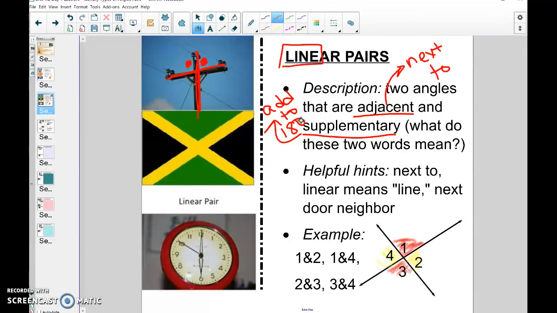I forgot to say it in the last slide, but some helpful hints I put for you guys are these key words here. You do not have to write down every single helpful hint. Okay, pick one or two that make most sense for you. So if next to makes sense in describing these angles that I'm talking about, like this guy and this guy, those are linear angles again. Or if the phrase linear means line makes sense for you, I kind of think about it like your next door neighbor. So like the person that's next to your room in your house, or maybe next to your apartment. That's your next door neighbor because they share a wall with you, kind of like these angles.